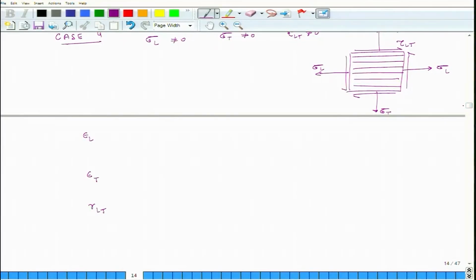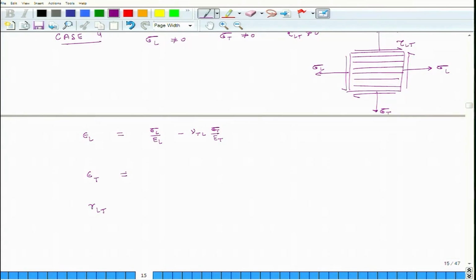So, overall strain in the longitudinal direction is strain in L direction due to sigma L. So, what is that? Sigma L divided by EL plus strain in L direction due to sigma T, and that will be the Poisson's component. So, it is mu TL sigma T over ET, and the shear stress will not create any extensional strain.